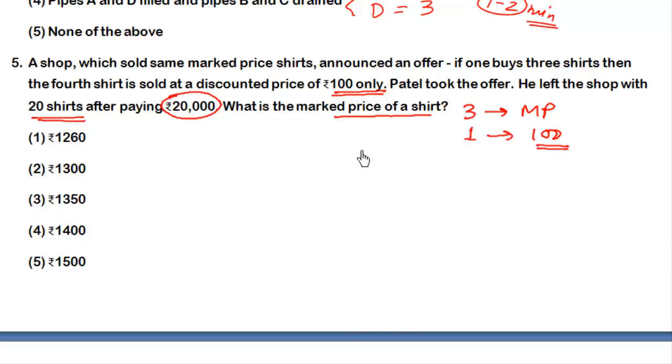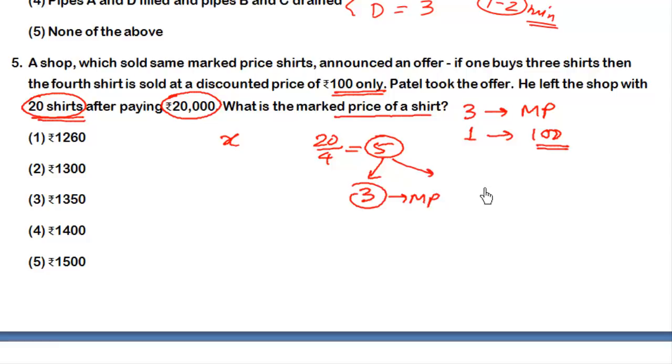So we have to find what is the market price of the shirt. So it's again a very easy question. We can assume the market price to be X. Now 20 shirts we can break into parts of 4 shirts each. So 20 by 4 will be 5 parts, and in each of the parts, the three shirts will be purchased at market price and the fourth one will be purchased at rupees 100, right?